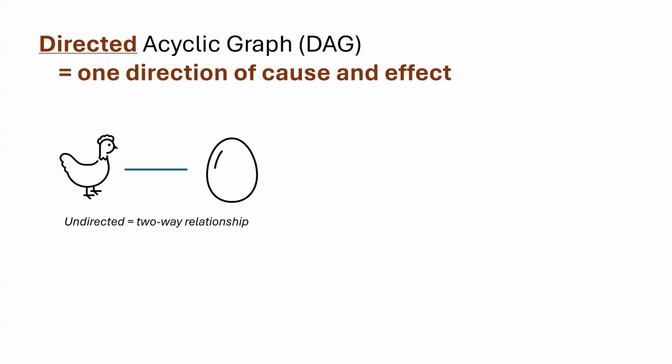So this term directed acyclic graph is a little jargony, but it actually highlights some important ideas. First, the term directed means that there's only one direction of cause and effect. In an undirected edge, there could possibly be a two-way relationship between variables. For example, you may have heard the phrase, which comes first, the chicken or the egg? The chicken lays the egg, but the egg produces the chicken. This is not very easy to deal with when we're actually doing statistical modeling.